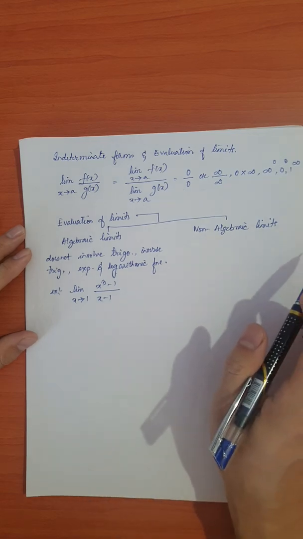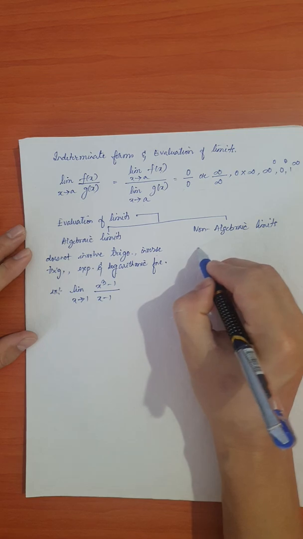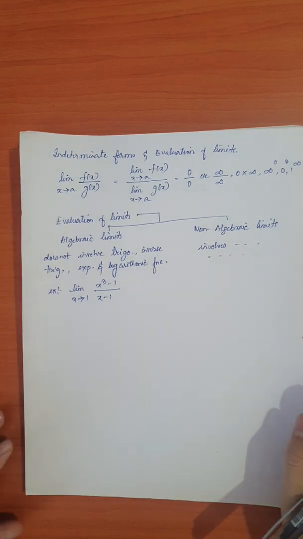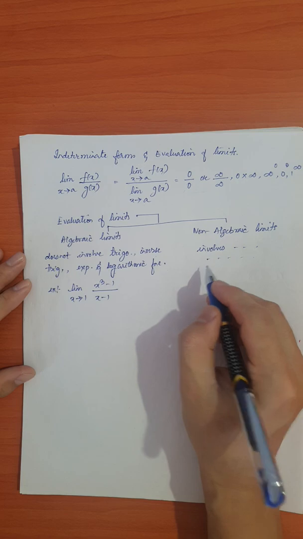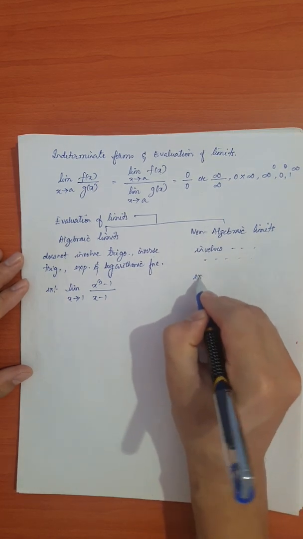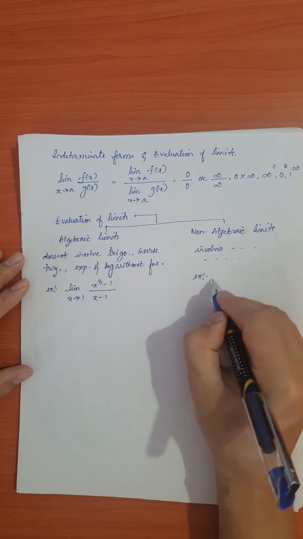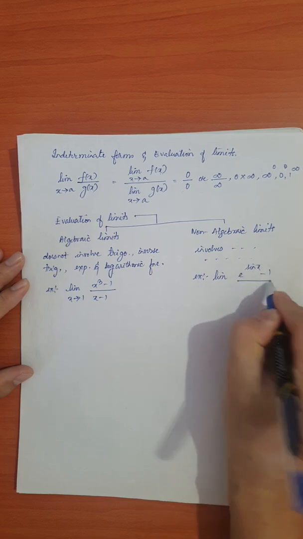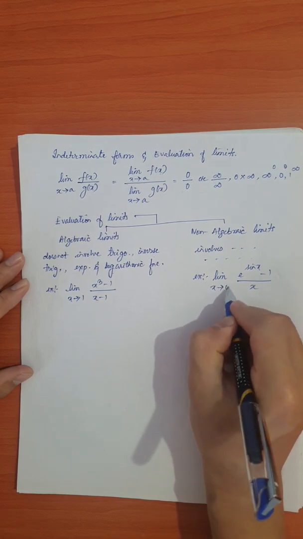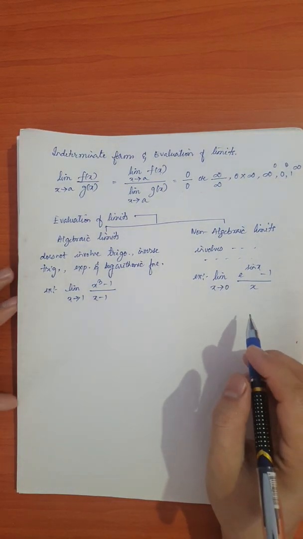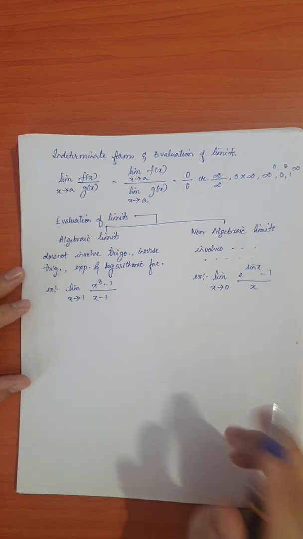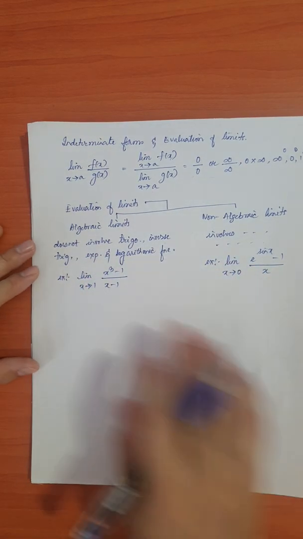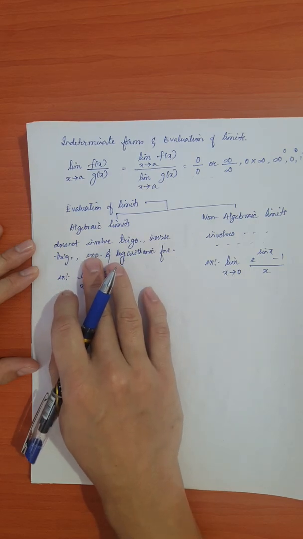What about non-algebraic? If it involves trigonometry, inverse trigonometry, exponential, log, we call that non-algebraic limits. For example, the limit x tends to 0 of e to the power sin x minus 1 by x. This is known as non-algebraic limits. Now, there are methods, but let us discuss how we solve the algebraic limits.